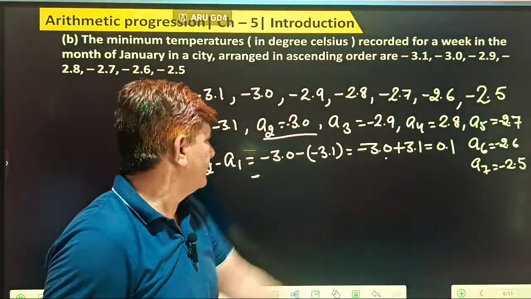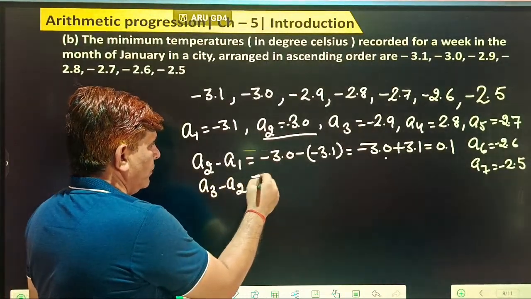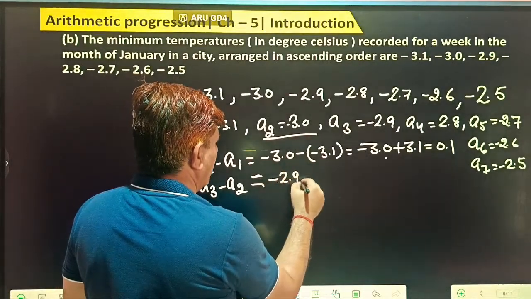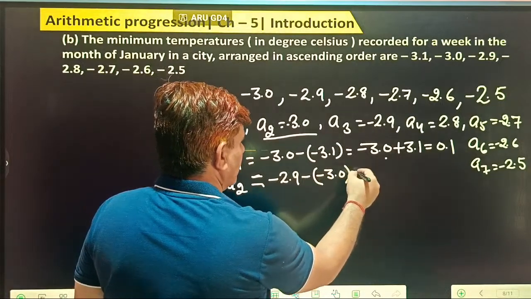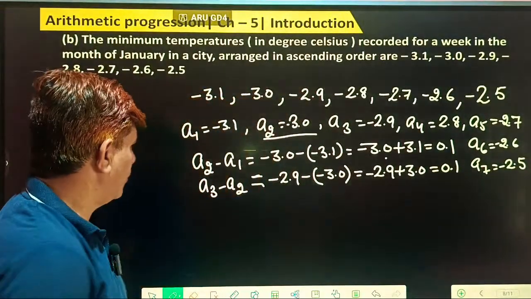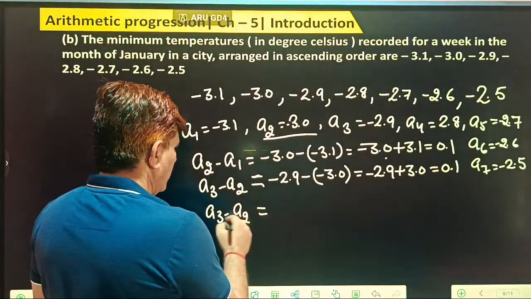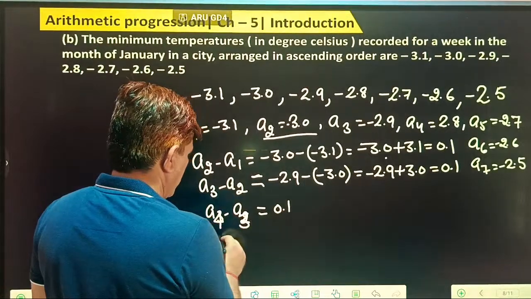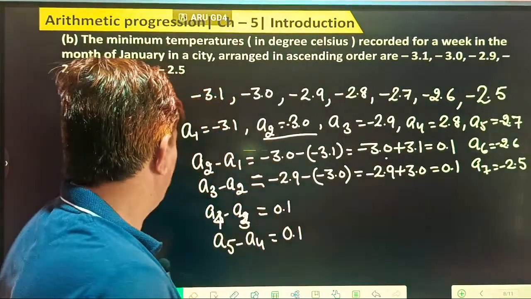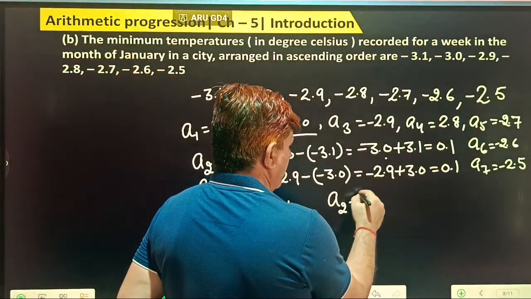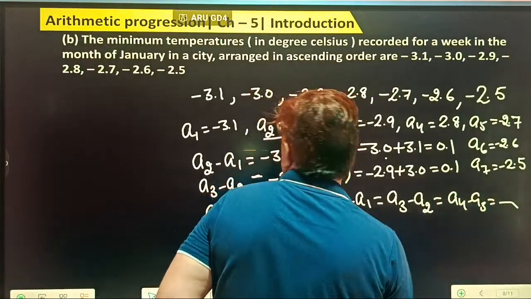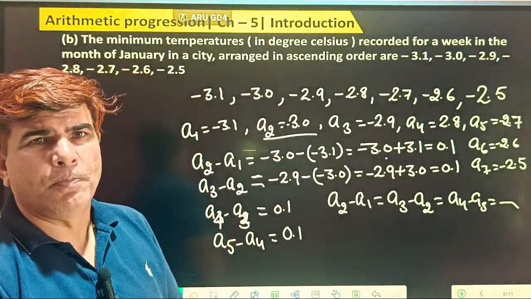Similarly, if you calculate A3 minus A2, which is again equal to what? A2 is minus 3.0, A3 is minus 2.9, so minus 2.9 minus minus 3.0 is minus 2.9 plus 3, which is again 0.1. A4 minus A3 is also 0.1, A5 minus A4 is also 0.1. So here A2 minus A1 equals A3 minus A2 equals A4 minus A3, as shown. So definitely we can say the given sequence is in AP.